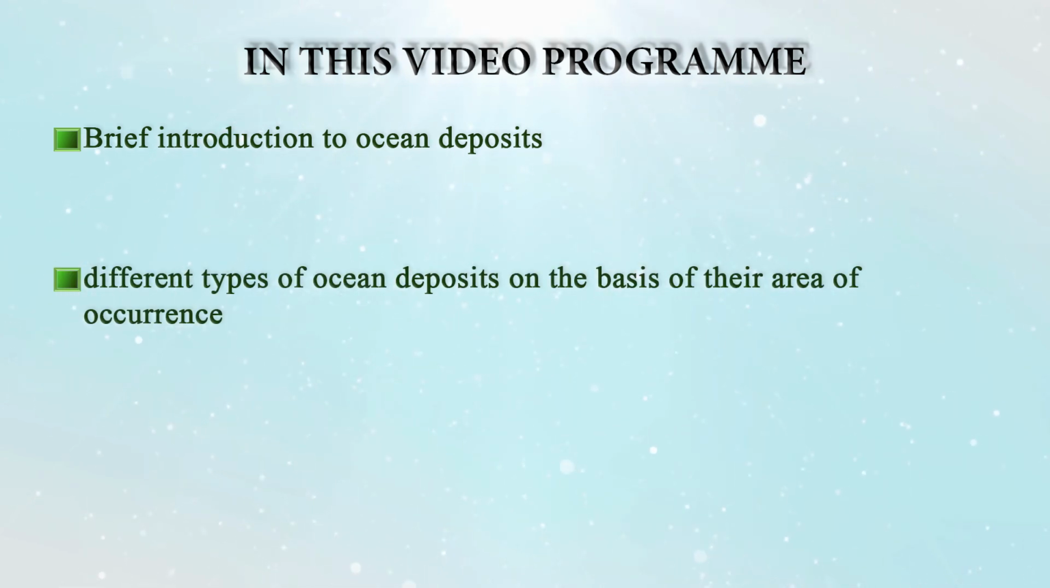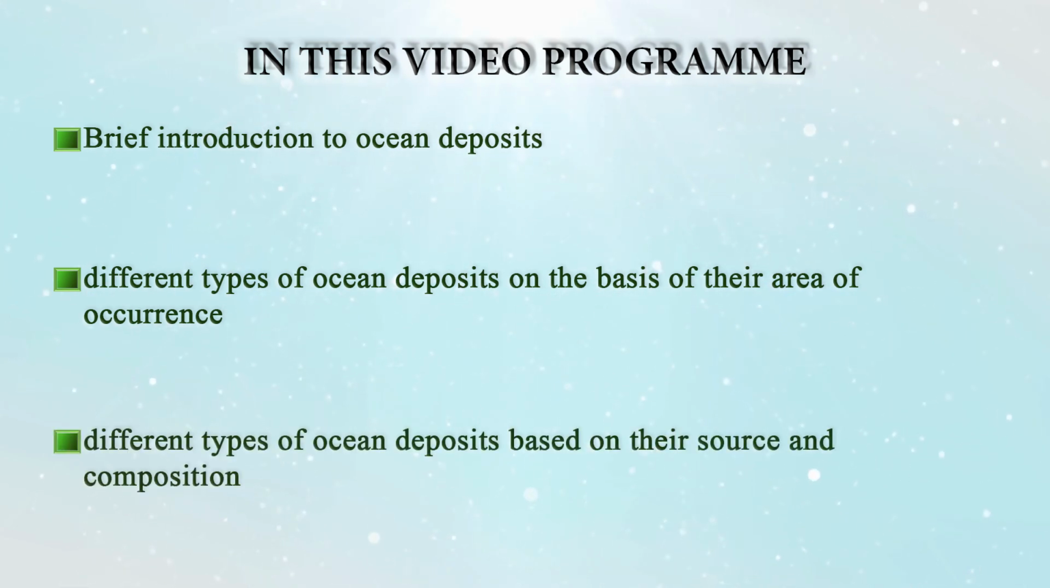We have bifurcated into two types, like on the basis of area of occurrence or on the basis of location, and then on the basis of its source and composition. So in this part we will start off with the second classification of ocean deposits, and the remaining portions will be covered in the next video program on ocean deposits part 2, in which we will cover the horizontal and vertical distribution of ocean deposits and also the transportation of ocean deposits.